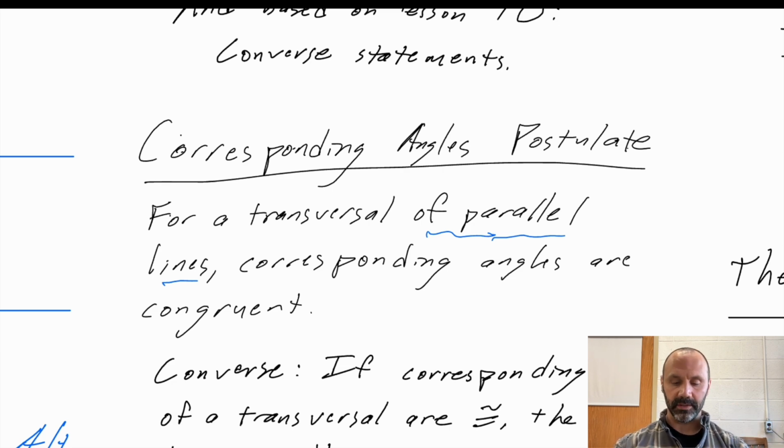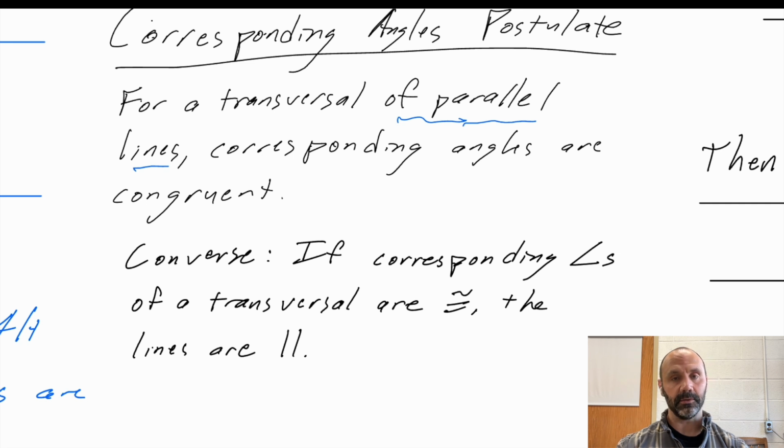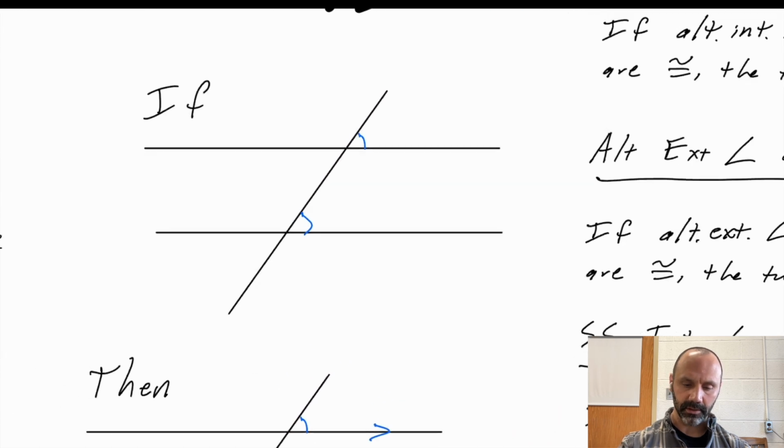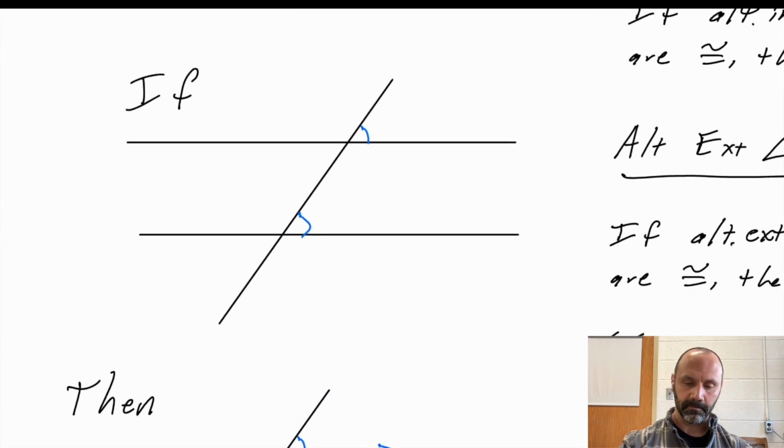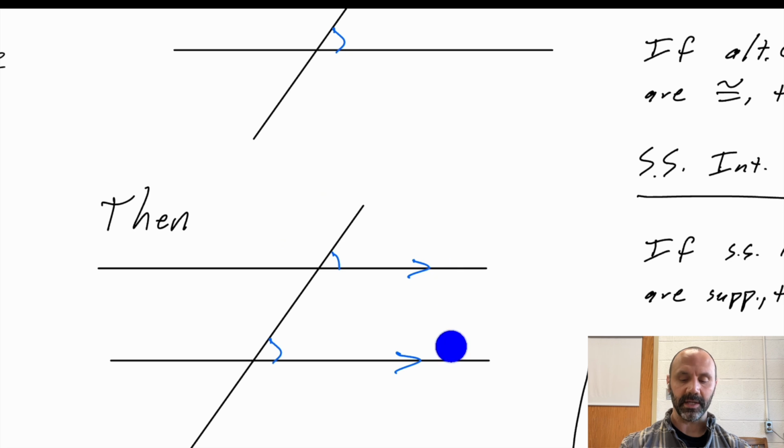So the converse of that would tell us that if corresponding angles of a transversal are congruent, then the lines are parallel. We're just switching the if-then. The first one says if parallel, corresponding angles are congruent. Here we say if corresponding angles are congruent, then the lines are parallel, which I've illustrated here. If we've got a transversal of two lines and this angle is congruent to this angle, then we know this line is parallel to this line. It's all about proving that lines are parallel.